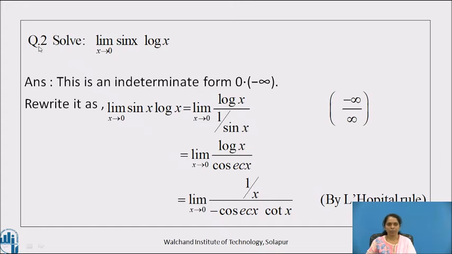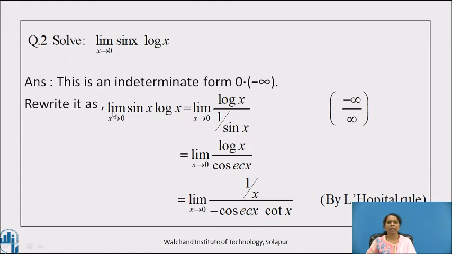Now let's solve one more example. Limit x tends to 0, sin x into log x. This is an indeterminate form, 0 into minus infinity, because sin 0 is 0 and log 0 is minus infinity.